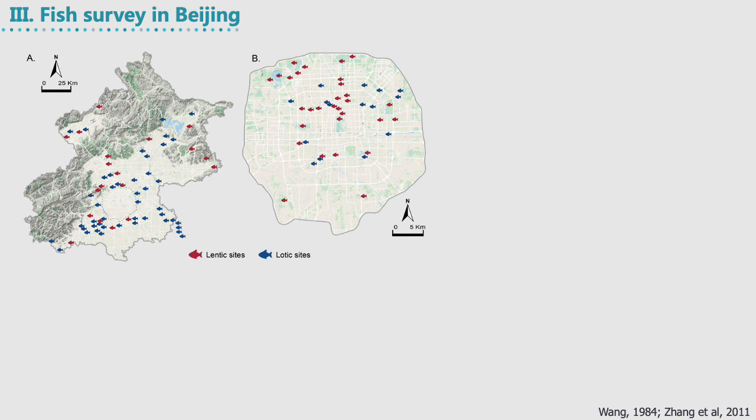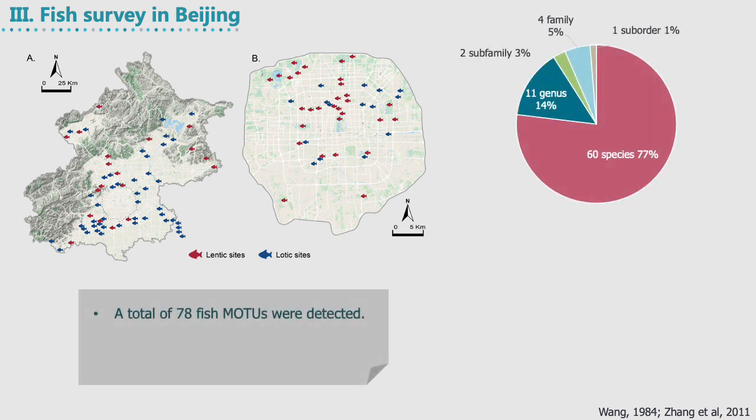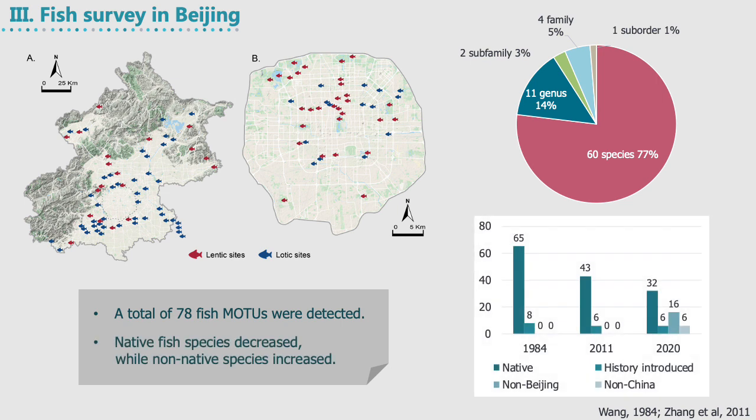We are now conducting a fish survey in Beijing using the eDNA method. We have sampled 109 water bodies and got 78 fish MOTUs after NGS sequencing. Compared to historical data, native fish taxa decreased while non-native species increased a lot.